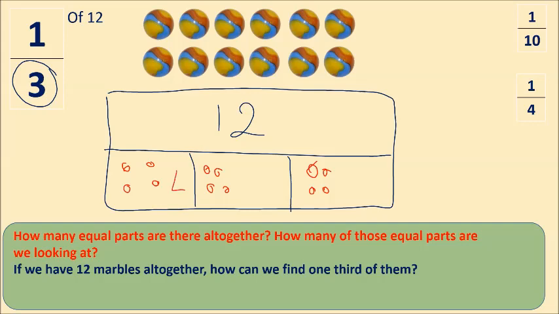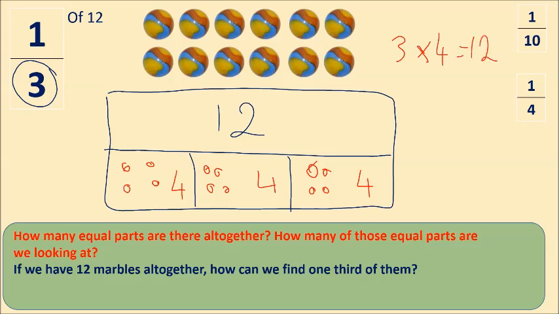4, 1, 2, 3, 4, 1, 2, 3, 4. Good, and we should know that's definitely correct because 3 lots of 4. I'm going to write that down up here just because that might help us later. 3 lots of 4 equals 12.